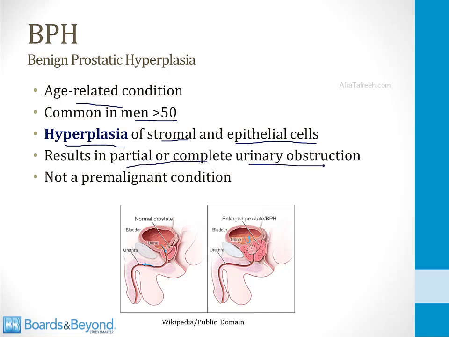and difficulty voiding. Importantly, this is not a premalignant condition, so in many other tissues in the body, when hyperplasia occurs, that's a risk factor for developing cancer. That is not the case in the prostate. This form of hyperplasia does not lead to prostate cancer in general.